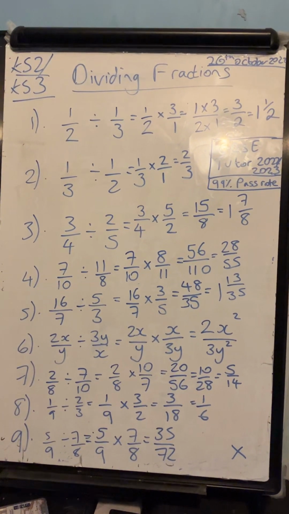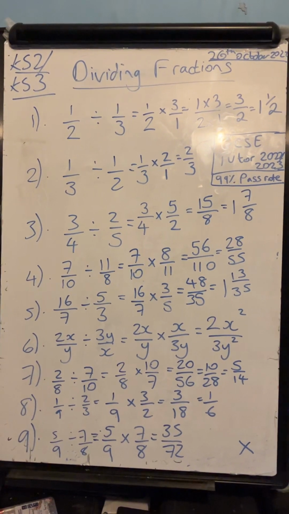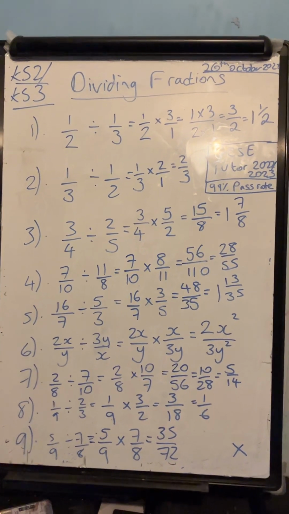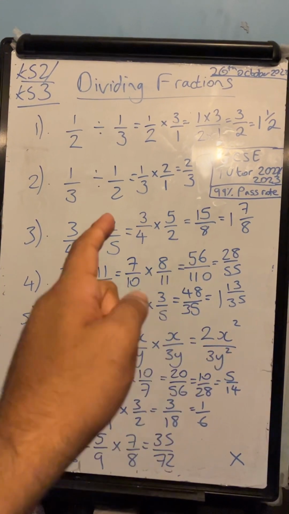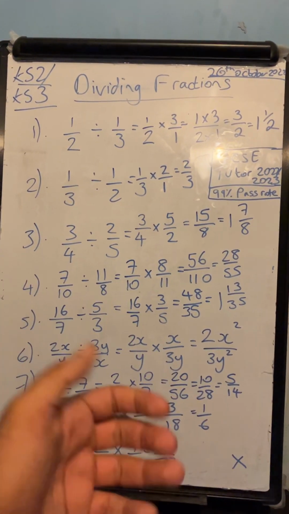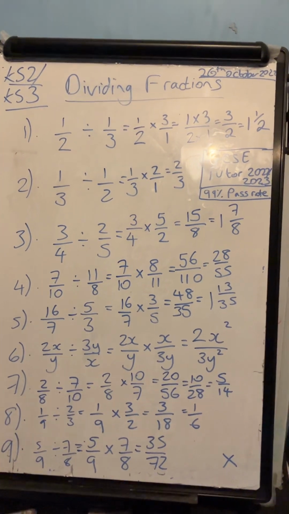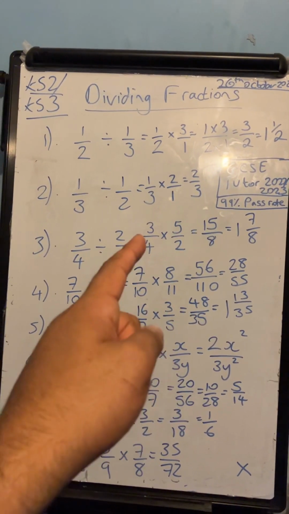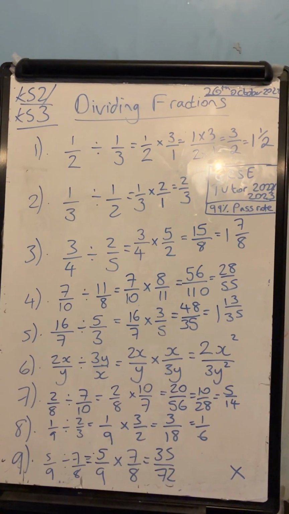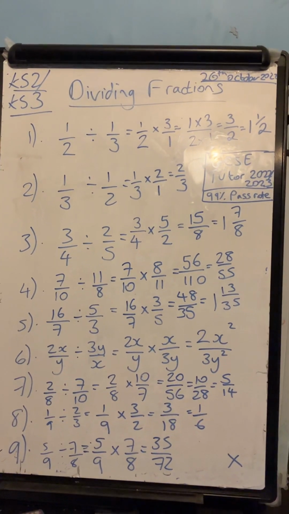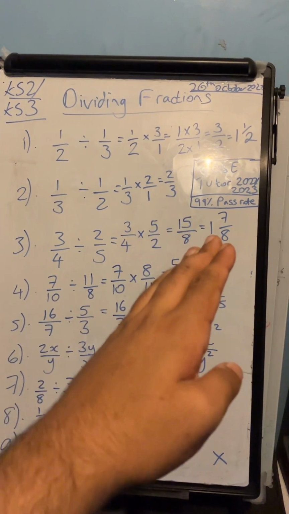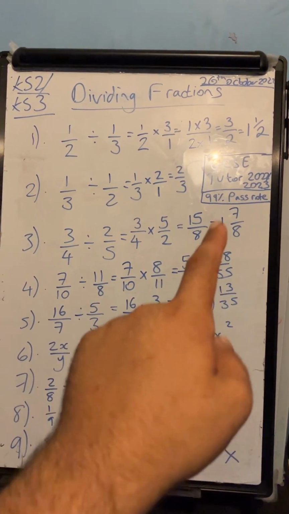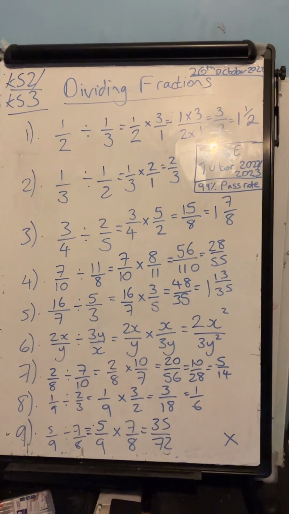Question number 3, 3/4 divided by 2/5. Again, keep the first fraction, you flip the second. So 3/4 multiplied by 5/2. I get 3 times 5, which is 15, and 4 times 2, which is 8. Now, 15/8 is my top heavy fraction or improper fraction. How many 8s go into 15? That's once, and the remainder is 7. So the remainder is written as a fraction.